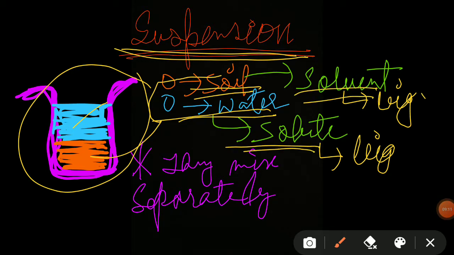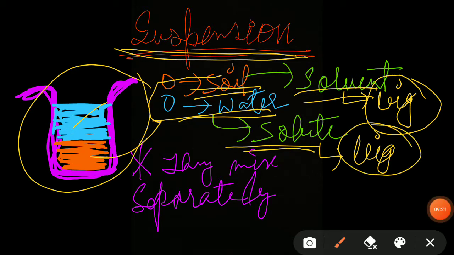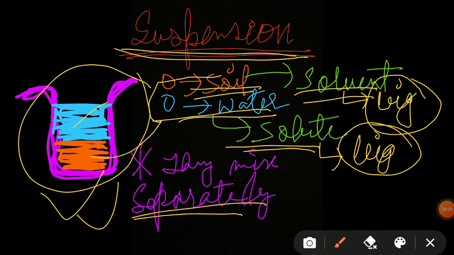The solvent molecules are also big, and the solute molecules are also big. So in this case the mixture separates. For example, soil in water, then sand in water, salt in water. In this case the solute and the solvent particles both are big molecules, so they separate. I hope the concept is clear.